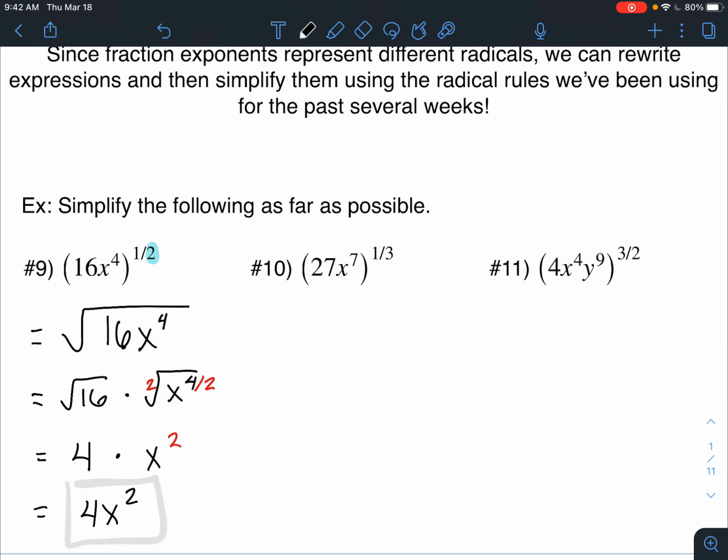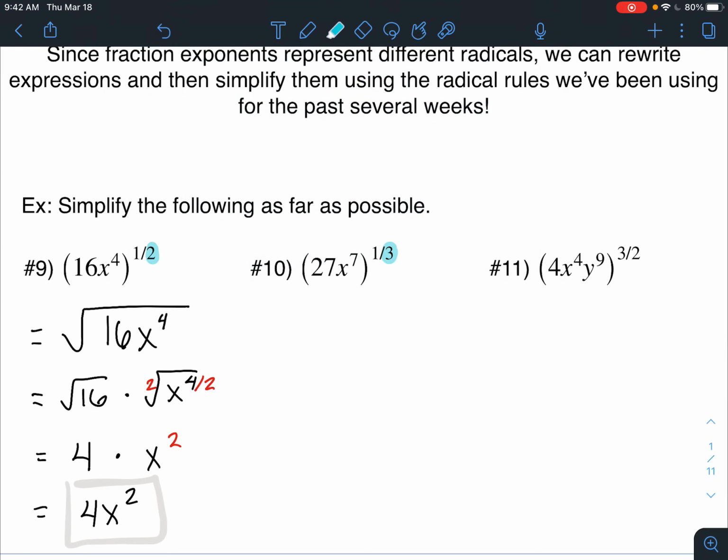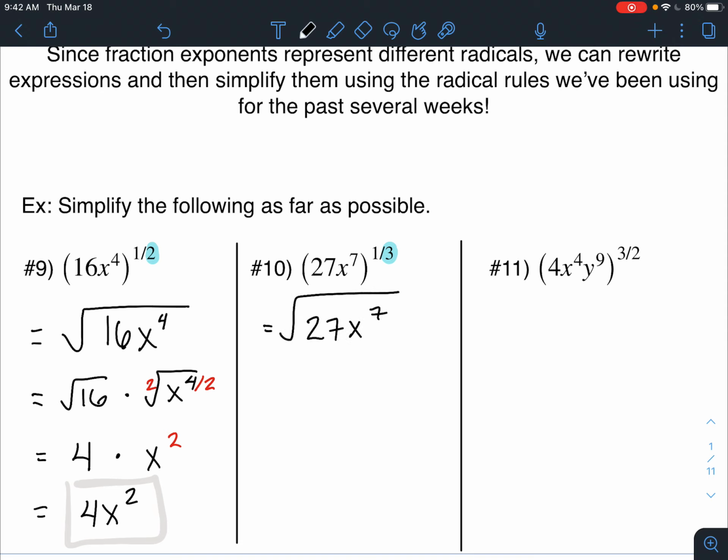Okay, let's try another one. Here we have a cube root because we have a denominator of 3 in our fractional exponent. I'm just going to draw some dividing lines in here so our work doesn't get so messy. So I'm going to have 27x to the 7th, and then it's going to be inside a cube root.